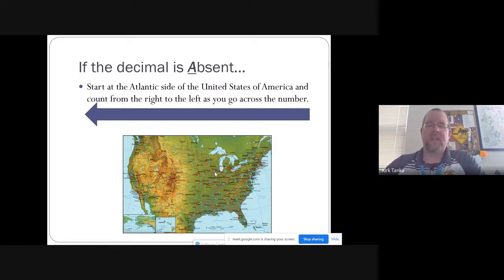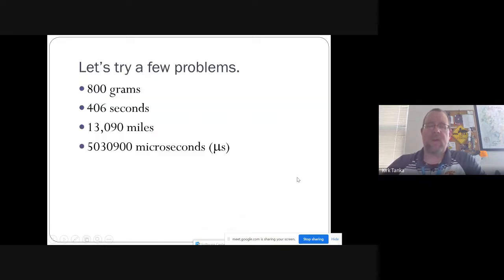So we look at this. If the decimal is absent, we start over here on the Atlantic side, and we start counting from right to left, and we start counting at the first non-zero number. So if we look at this, here's one, no decimal point, so it's absent. Absent starts with A, Atlantic starts with A. So then we start counting, oh, that's not a non-zero, that's not a non-zero. The 8 is a non-zero, so we start counting there, and we count all the way to the end. Oh, there's only one sig fig.